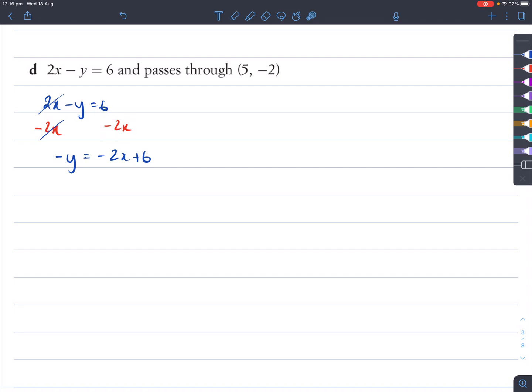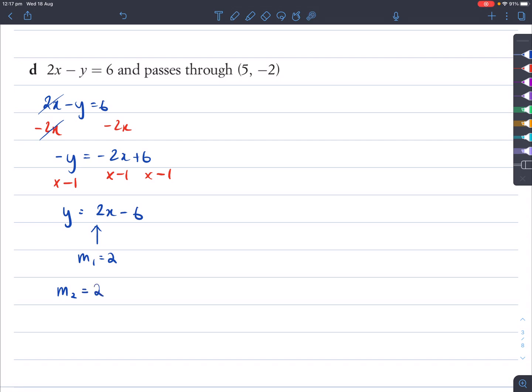And now I have this negative in front of the y, which I have to get rid of. So I'm going to multiply all values here by negative 1, and that will give us y equals negative 2x times negative 1, which is 2x, 6 times negative 1, which is negative 6. And so I have now found my equation in gradient-intercept form, where the gradient of this line is 2. So the gradient of the line that is parallel to this must also be 2.